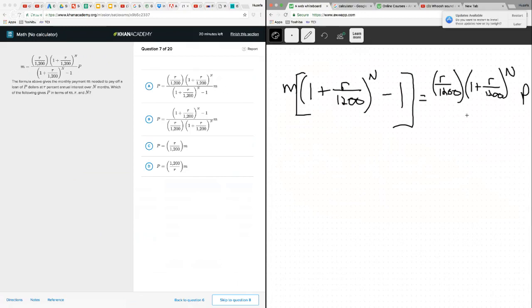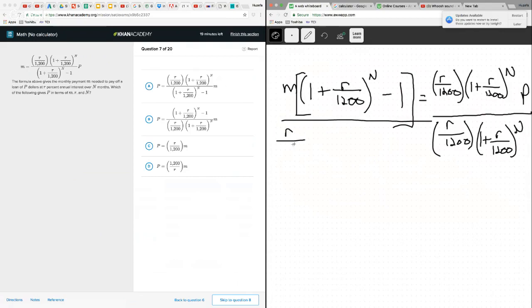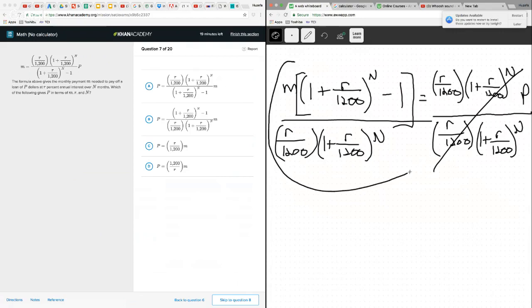Now, all we got to do is completely isolate p. We got to divide both sides by what we have over here, this whole numerator, 1 plus r over 1200 to the n. The r over 1200 times 1 plus r over 1200 to the n goes away. And here's our answer. It's just this.